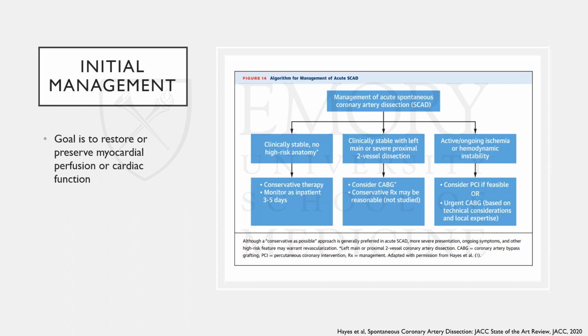Of course, in patients with active or ongoing ischemia or hemodynamic instability, it makes sense that PCI is considered first versus urgent CABG based on, of course, technical consideration, local expertise. In our particular patient, when the LAD went down and there was poor flow and the patient had active chest pain, we suspected that was active ischemia, and that's why we pursued PCI.